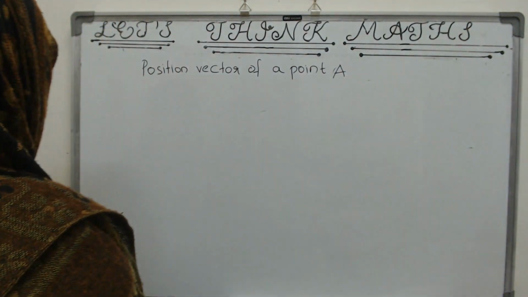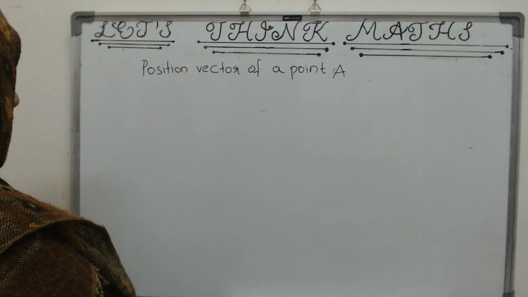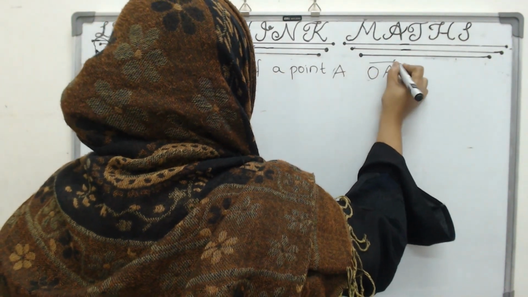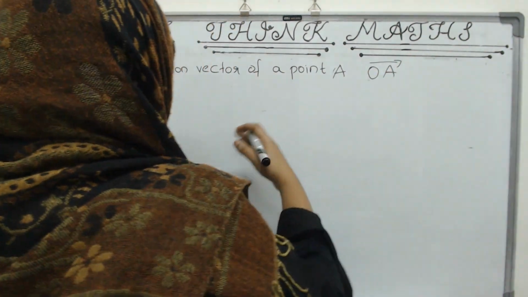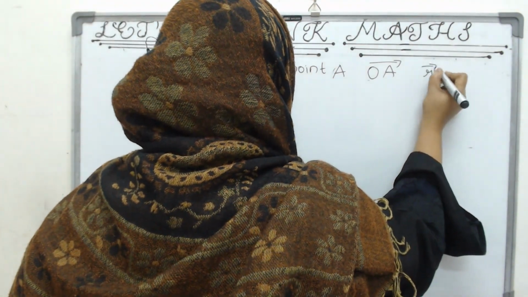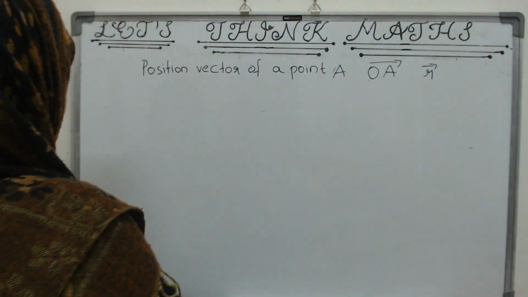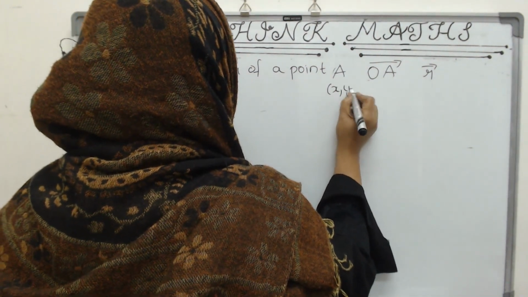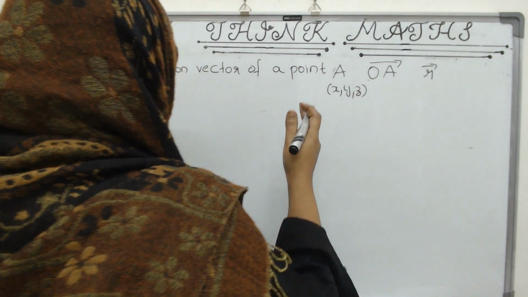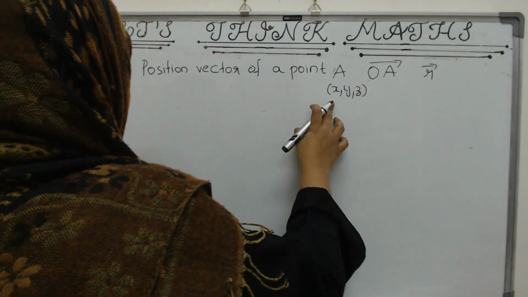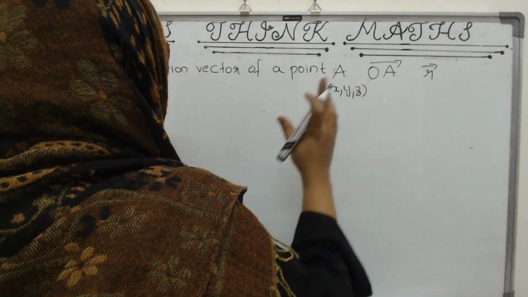Let us concentrate on the position vector of a point A. What is it given by? OA, where O is the fixed point. Now we can use any alphabet, right? I will use R to denote the position vector of a point A. Let the coordinates of A be X, Y, Z. It is a point on the three-dimensional plane, right? So it will have an X coordinate, a Y coordinate and a Z coordinate.